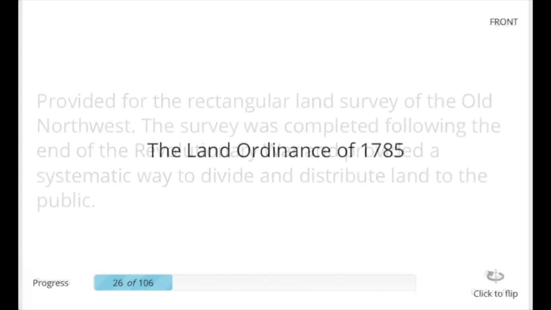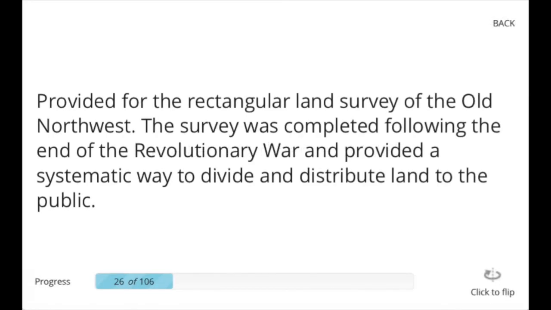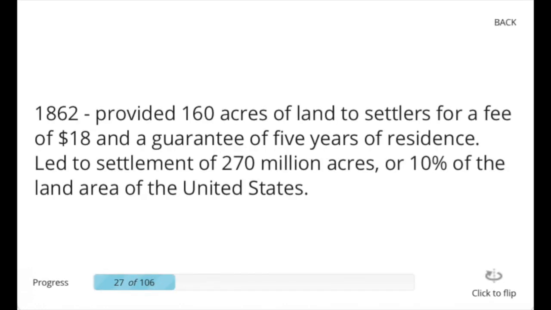The Land Ordinance of 1785. This provided rectangular land survey of the Old Northwest, completed at the end of the Revolutionary War and provided a systematic way to divide and distribute land to the public. The Homestead Act, 1862, provided 160 acres of land to settlers for $18 and a guarantee of 5 years of residence. This led to the settlement of 270 million acres, which is 10% of the land area in the United States.